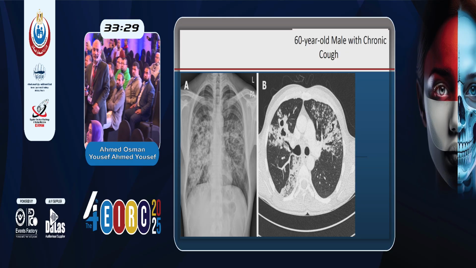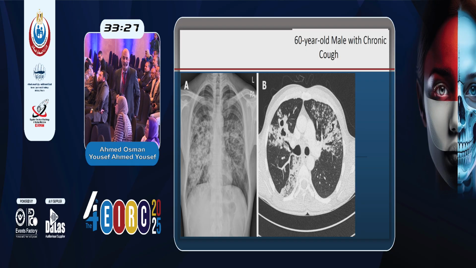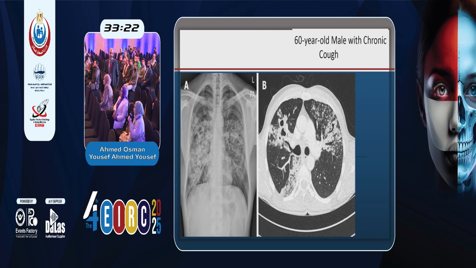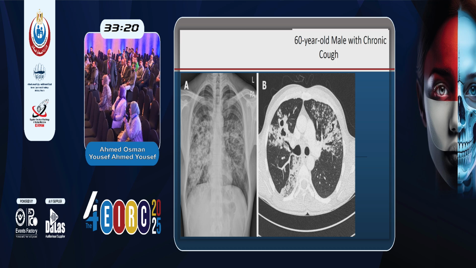There are bilateral areas of consolidation with air bronchogram. Yes. And tree-in-bud appearance and bronchiectasis. And I think bronchial wall thickening.